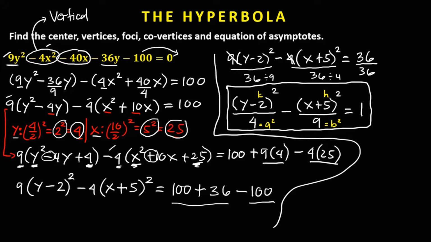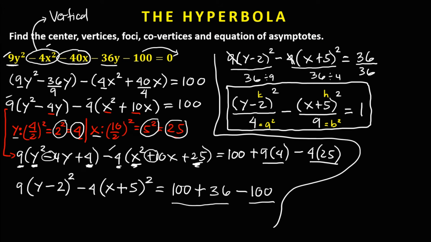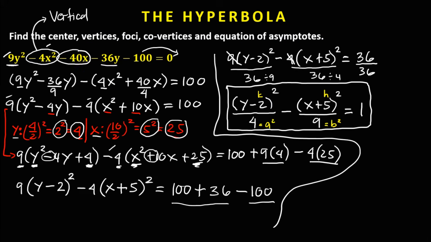So to find out the center, since center is h and k, we have center, that's h and k. And from the standard equation, just get the opposite sign. So since it shows positive 5, h is negative 5, the opposite sign.